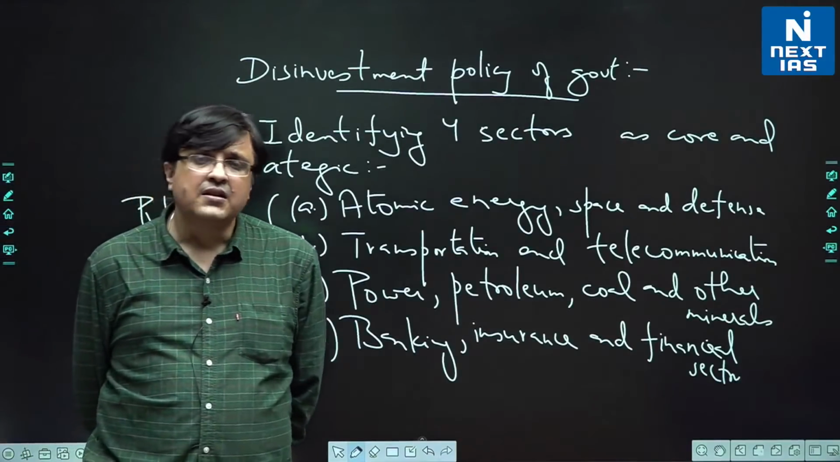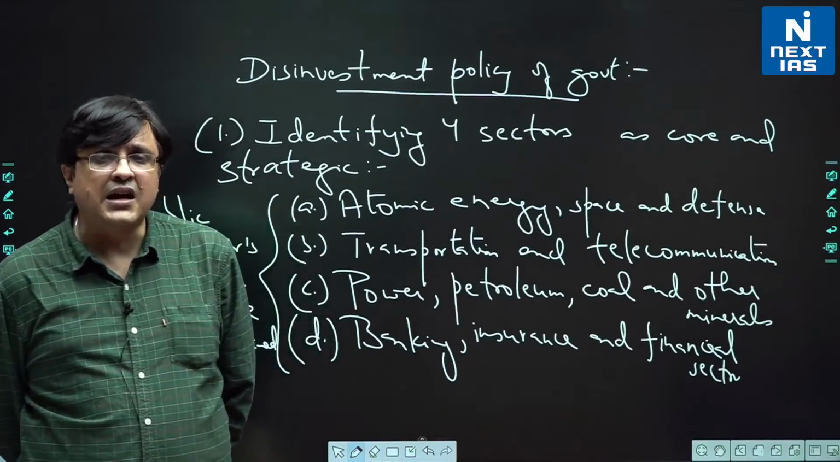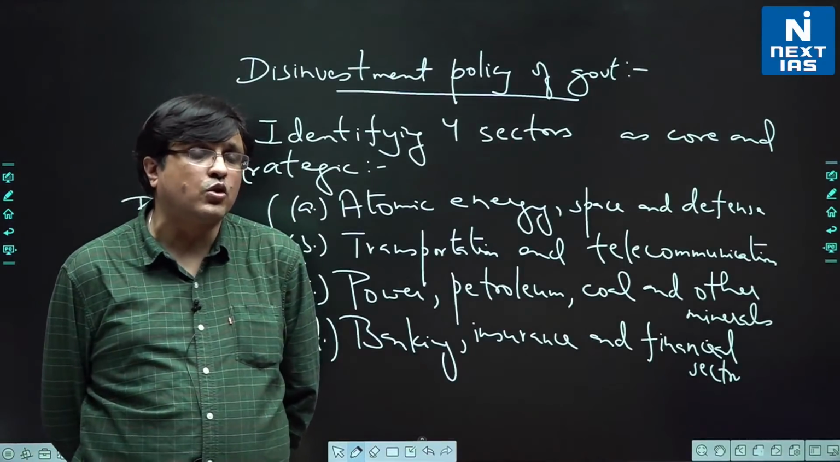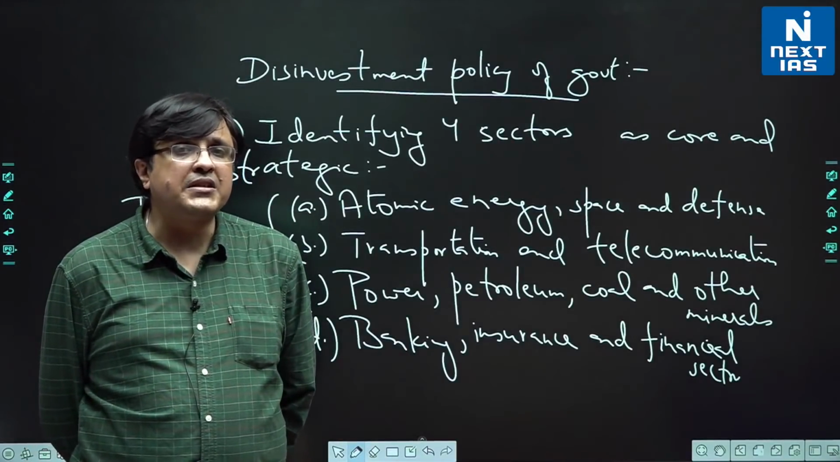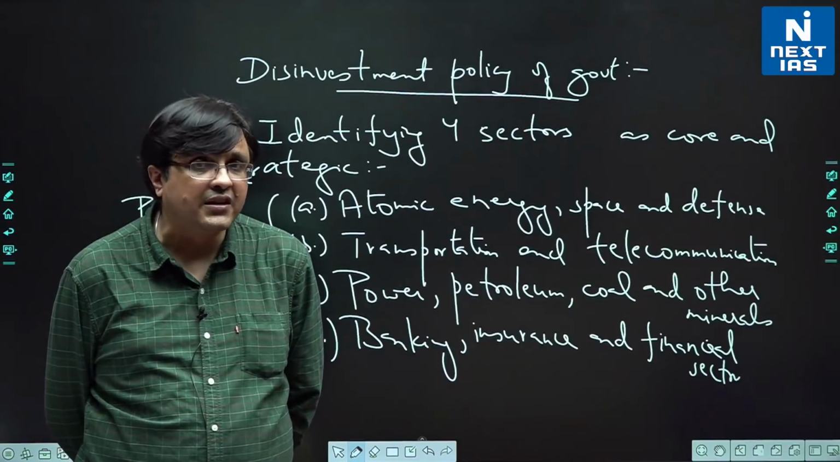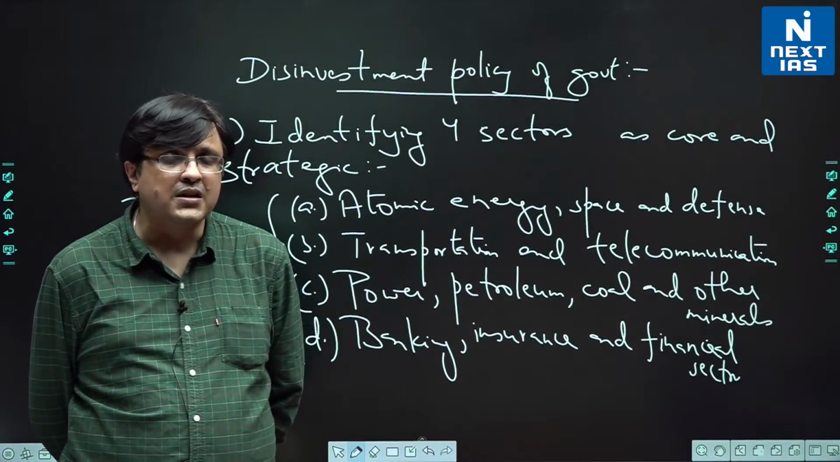Also remember, they have said that we are trying to disinvest, and the target was 1,75,000 crore, don't forget, last year. Now the budget has made a revised estimate of 78,000 crore for disinvestment.